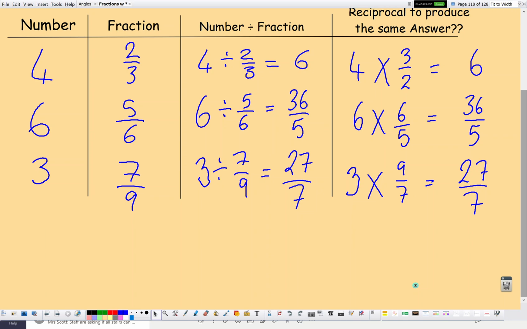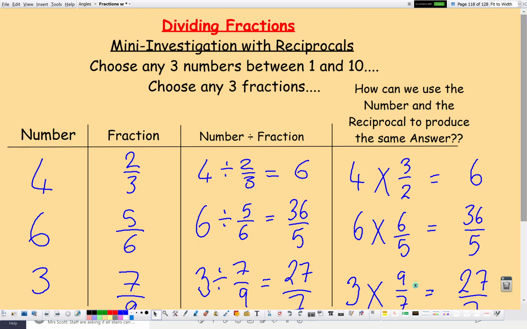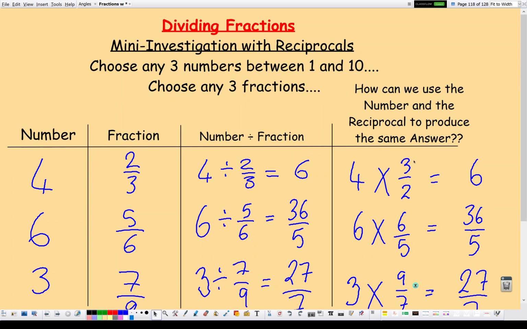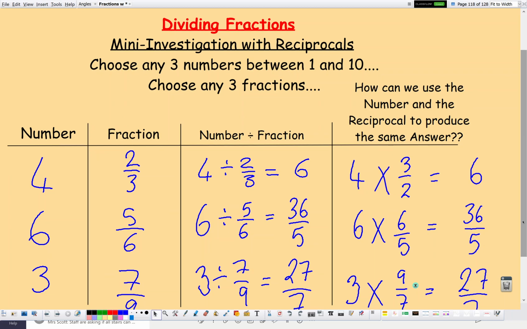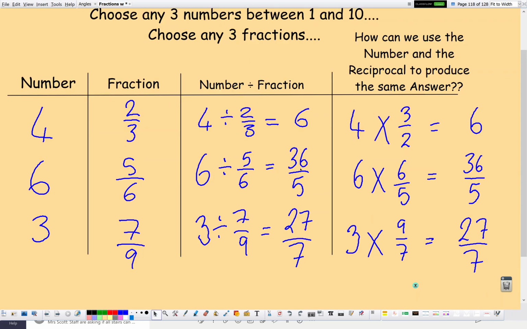Now, what we are investigating here is what happens if you take the reciprocal of each fraction. So instead of doing 2/3, change it to 3 over 2 and multiply by the reciprocal. What we find as we look through each column is that if you change from dividing by a fraction to multiplying by the reciprocal, it gives the exact same answer, and that will work all the time for every single fraction.